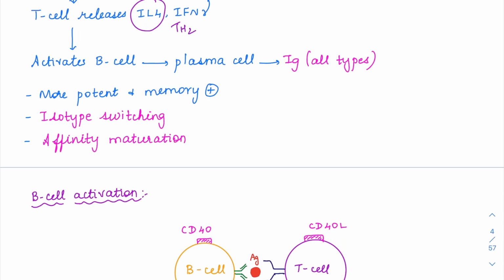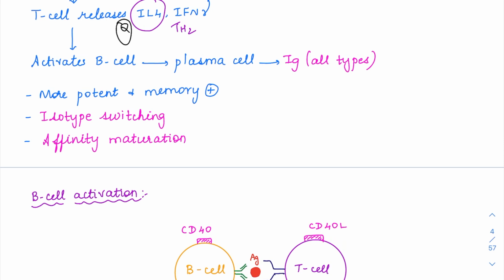This interleukin 4 is responsible for the activation of the B cells into plasma cells, and these plasma cells will in turn produce immunoglobulins. So for the production of immunoglobulins, we need this interleukin 4. It's very important. Interleukin 4 is needed for immunoglobulin production, that is, activation of the terminally differentiated B cells. And this interleukin 4 is also needed for isotype switching.